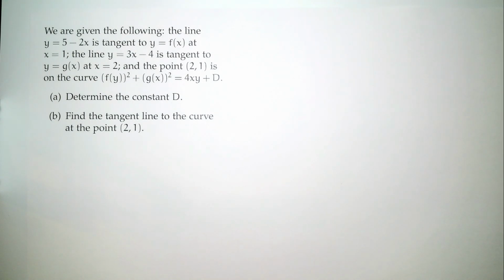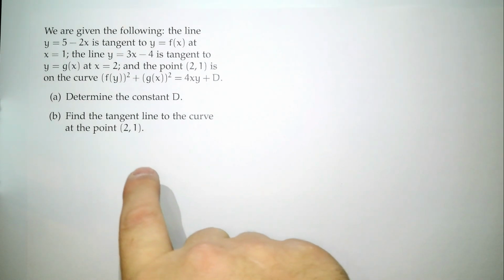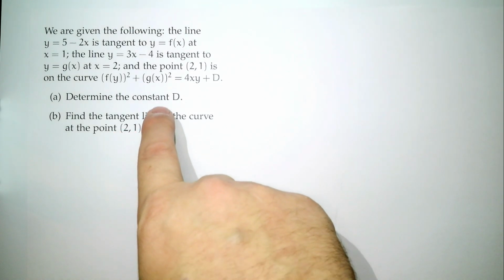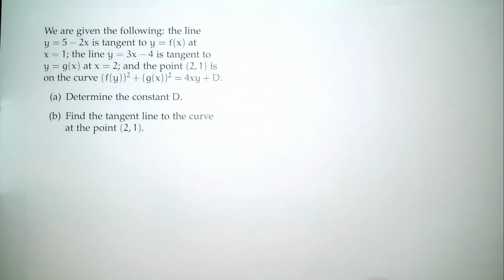The line y equals 3x minus 4 is tangent to y equals g of x at x equals 2. And the point (2, 1) is on this curve: f of y quantity squared plus g of x quantity squared equals 4xy plus d. And the question is, determine the constant d and find the tangent line to the curve at the point (2, 1).